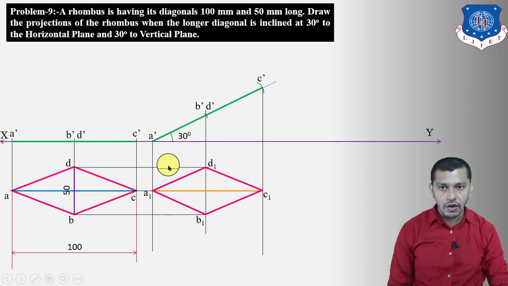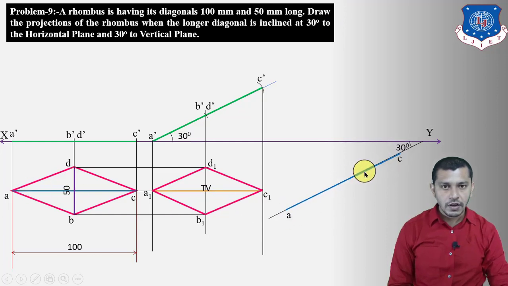And as you know, we have to copy this figure always over here. So first of all, draw an inclined line, inclined at 30 degrees to the XY reference line, and on this line mark AC. So mark AC on this line, which is our true length of the longer diagonal.